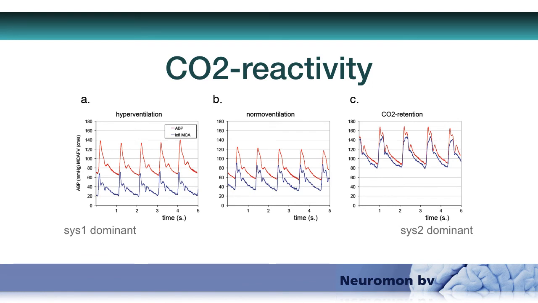The increase in middle cerebral artery flow velocity during CO2 retention has traditionally been attributed to widespread cerebral vasodilatation alone, caused by fooling the metabolic coupling. However, when recording arterial blood pressure simultaneously, which is the red curve, it becomes clear that there is also a systemic response to the CO2 challenge.